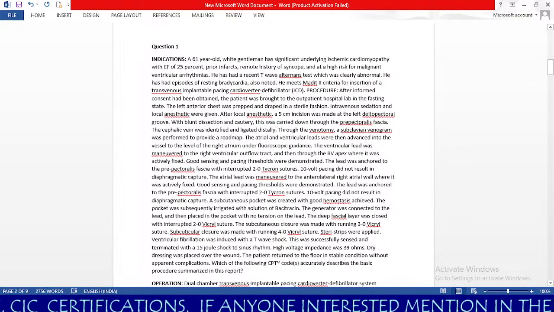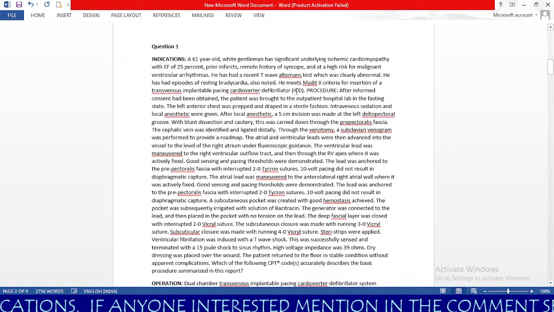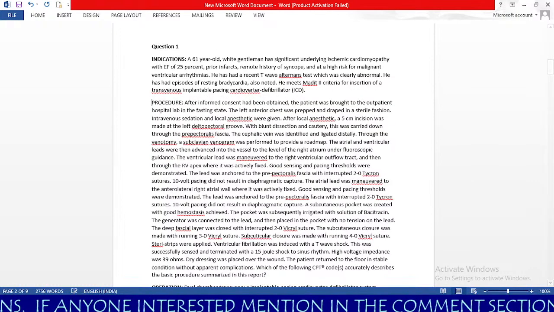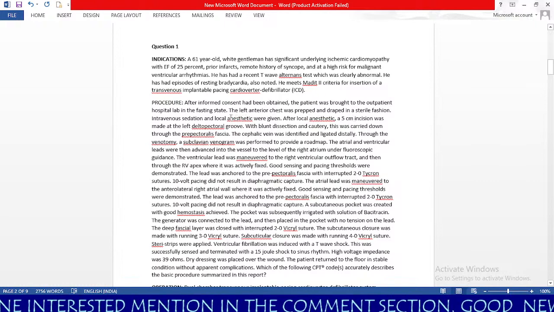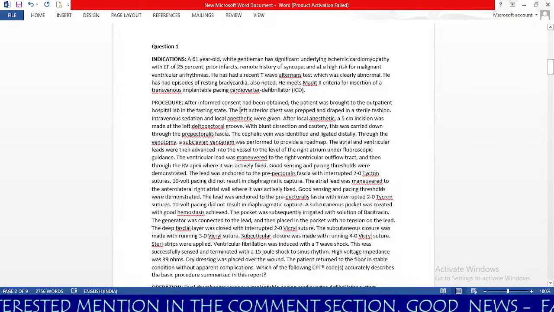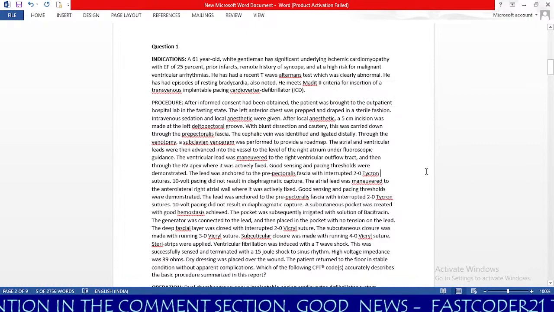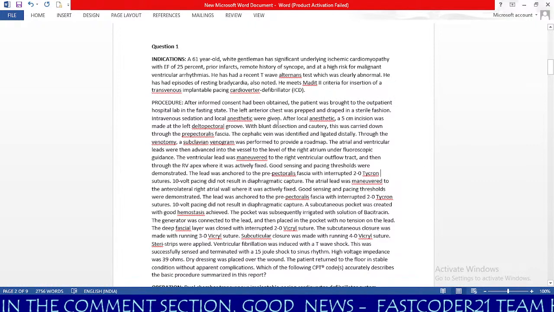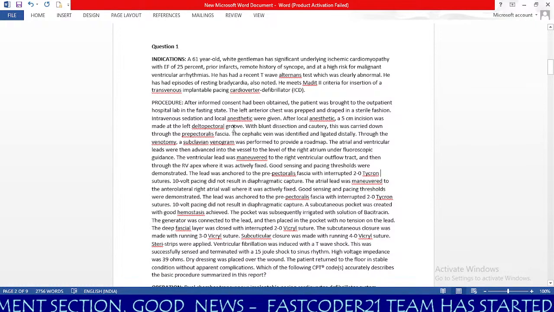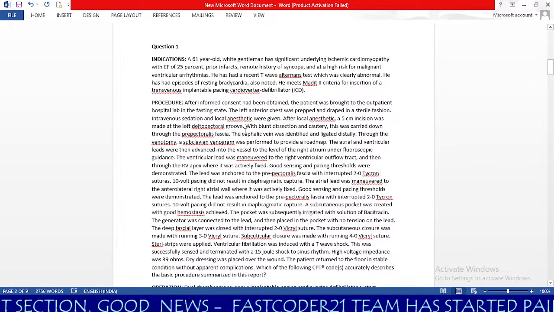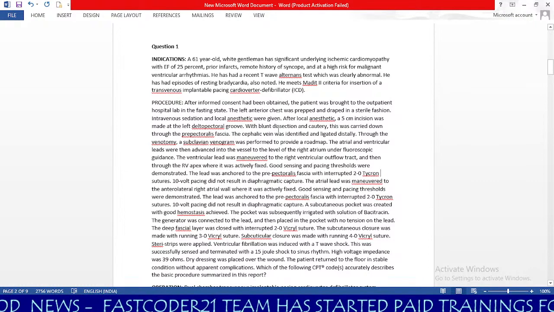Here, first of all, we need to check the keywords. A 61-year-old male, okay, that is fine. After informed consent was obtained, the patient was in an outpatient hospital in a fasting state. Anterior chest was prepped and draped in a sterile fashion. Intravenous sedation and local anesthetic were given. After local anesthetic, an incision was made at the left deltopectoral region. Deltopectoral means basically near the shoulder, between the chest and the shoulder.